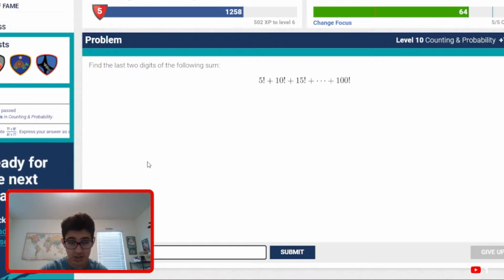Find the last two digits of the following sum. The last two digits. So basically, 10 factorial will obviously end in 00. So all we care about is 5 factorial. That ends in, it's 120. So it ends in 20. Everything else, the 10 has a 2, 5, and 10 in it. So it'll be a multiple of 100. And so will everything else. So it's just 20.